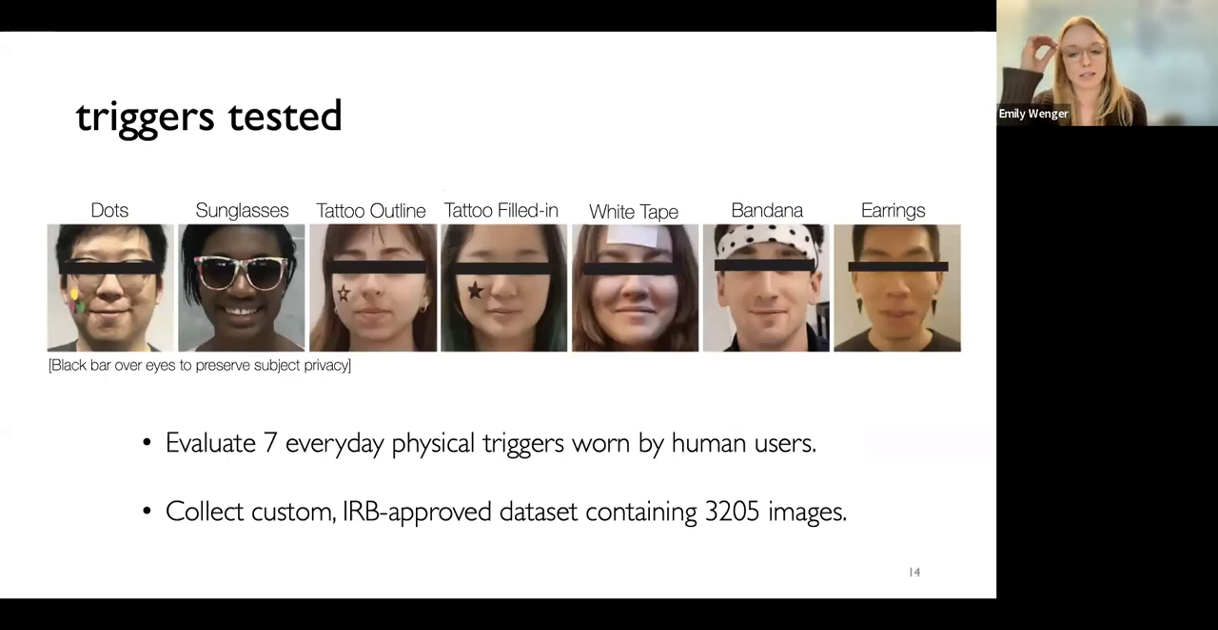But eventually we collected this data set of 3,200 different images containing people wearing 7 different triggers that we identified as reasonable. We focused on facial recognition because it's a security-critical setting that's interesting. And we wanted to try a variety of sizes, shapes, and locations of these triggers to see what worked and what didn't. So as you can see, here are our lovely volunteers showcasing some of our triggers, or all of our triggers. And this was what we were working with going forward.